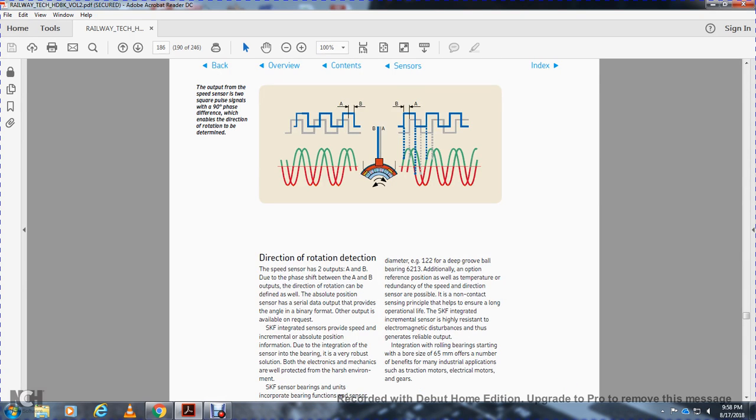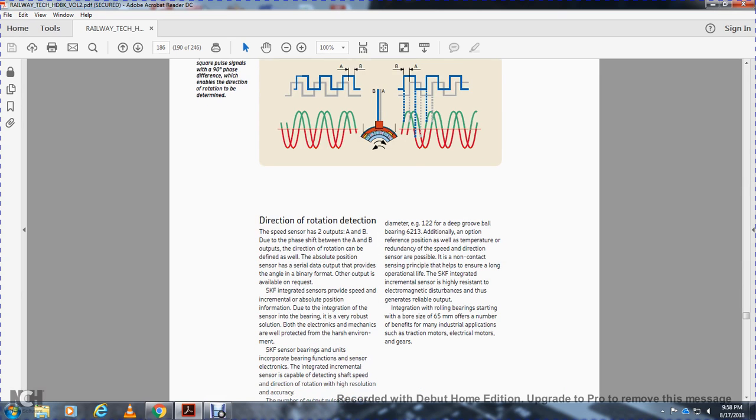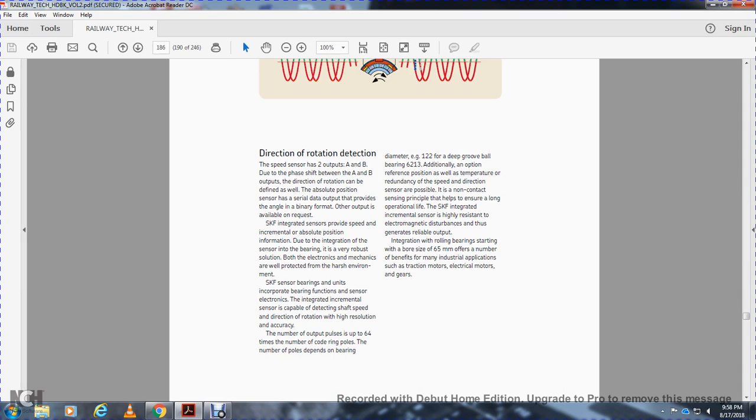This shows the output of the speed sensor with a pulse signal with a 90 degree phase difference, which enables rotation direction detection. The speed sensor has two outputs, A and B. With the phase shift between A and B, the direction of rotation can be determined.